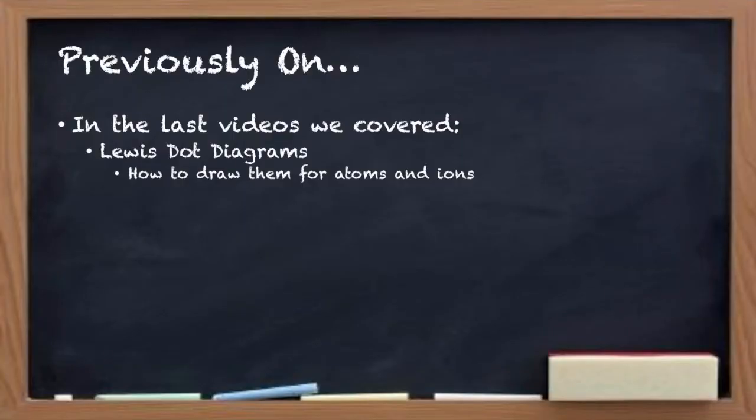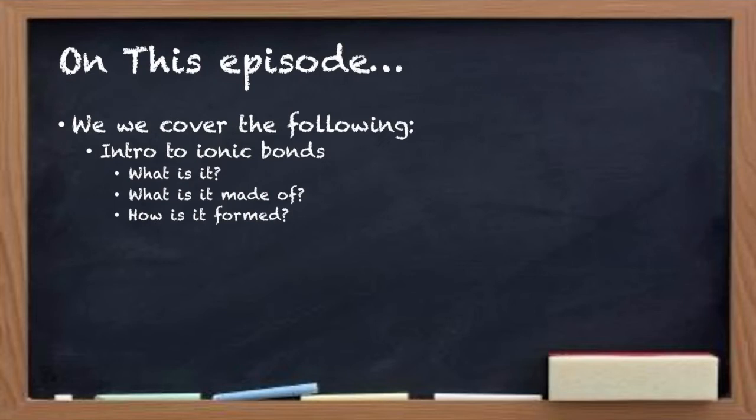In the last video, we covered how to draw Lewis dot diagrams for atoms and ions, both the positive ones and the negative ones. And in this video, we're going to talk about what ionic bonds are, what they're made of, and how they are formed.